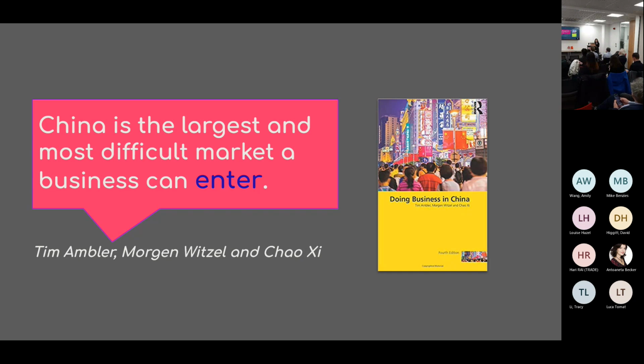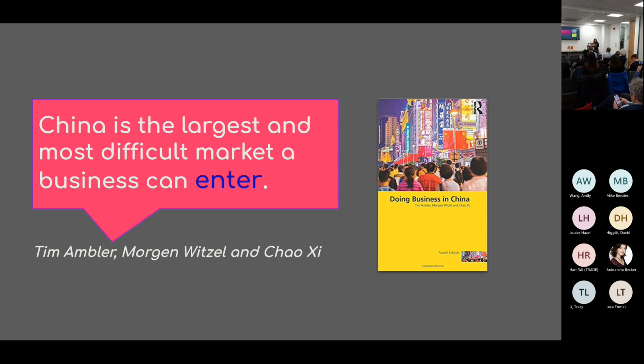So my boss and I sat down and said, let's tackle China. However, this is the book to read before you set up your company and start doing business in China. I know all the content in that book, so I think it's very, very valid. My boss read this book and said, wow, it's very complicated, it's very different. So if I have to highlight one thing for everyone, China is the largest and most difficult market a business can enter.